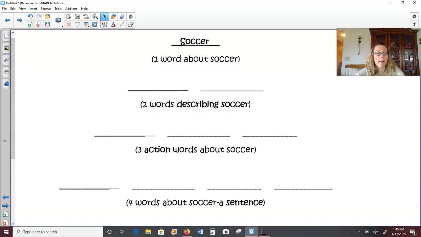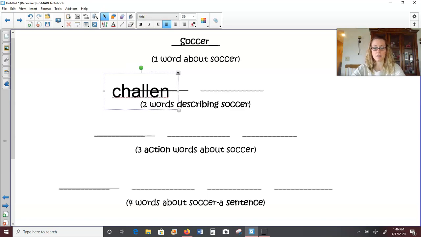Since soccer is my topic, that can be my first line because it's one word about soccer. So I put soccer. Now two words describing soccer. I need adjectives here, so words that describe soccer. Let's see. I played soccer, so I should know a lot about soccer. I'm thinking of some describing words. How would you describe soccer?